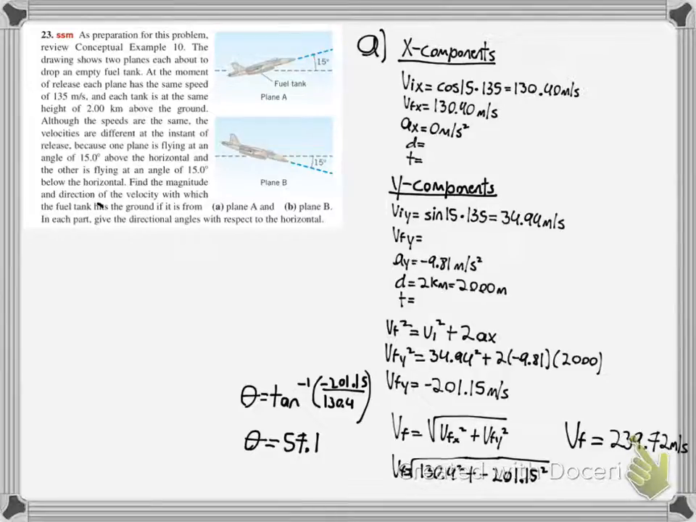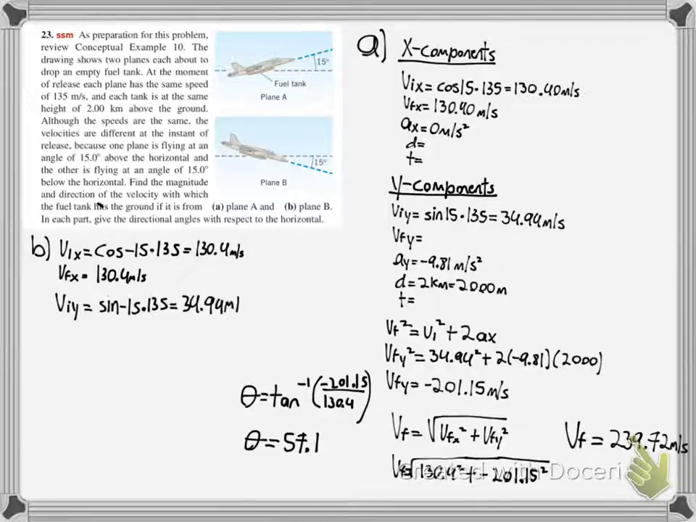So that's for part A. We have the final velocity and the direction. Now for part B, the only thing that's really changing in part B is the angle. The angle is now going to be negative 15 degrees because it's below the horizontal. However, we're still going to get the same initial velocity in the x, and we're still going to get the same initial velocity in the y. And all other components are going to be the same.